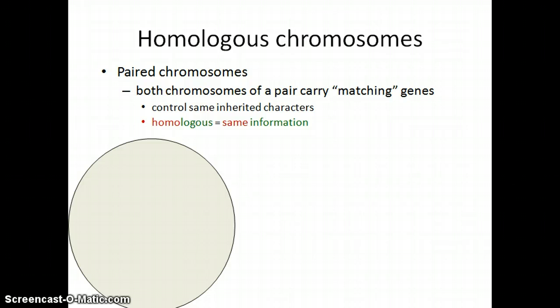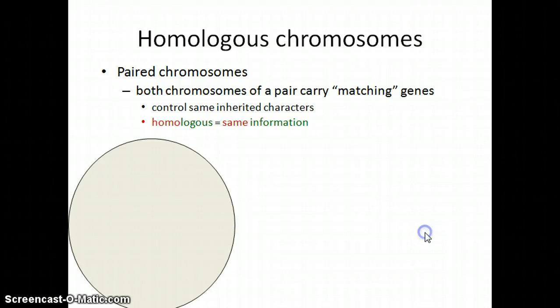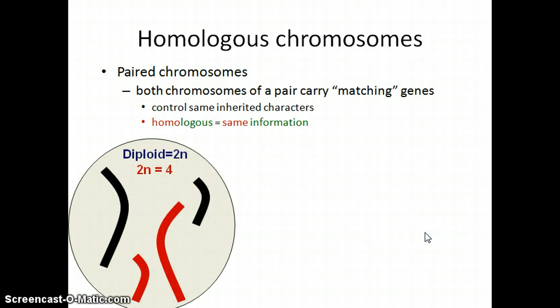So homologous chromosomes, again, are paired chromosomes. They both carry a pair of matching genes, and they control the same inherited characteristics or traits. Homologous comes from homo, meaning the same, and logos, meaning information. And wow, there was supposed to be more on that slide. That's interesting. Oh, there it is.